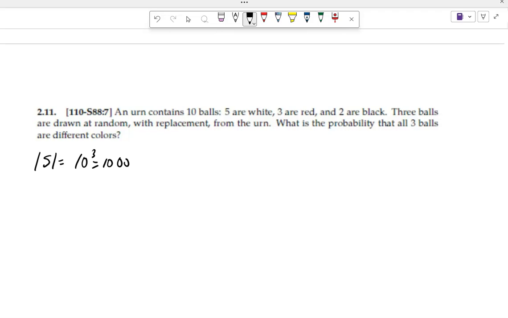Okay. Now we need to figure out the event. We want all the balls to be different colors. This was probably fairly straightforward, we just have to be a little bit careful. We just want to make sure that they're all different colors. Well, if we're going to pick three balls, what does that tell us? If we want all three to be different colors, what do we need to choose?